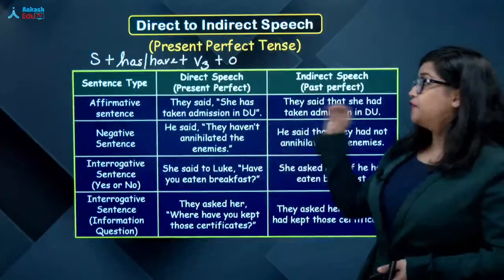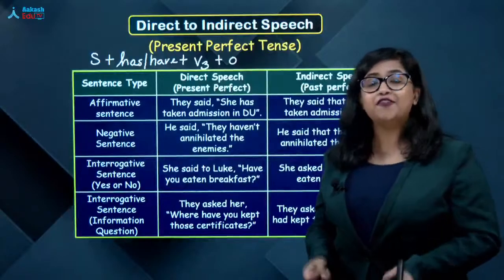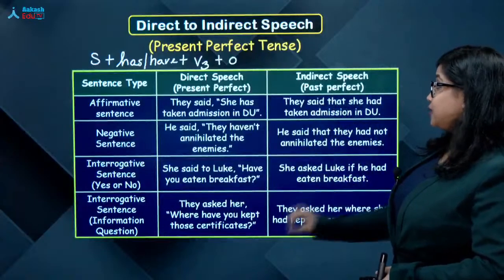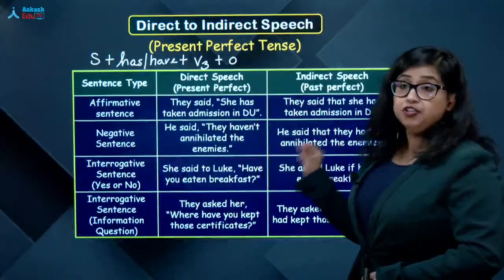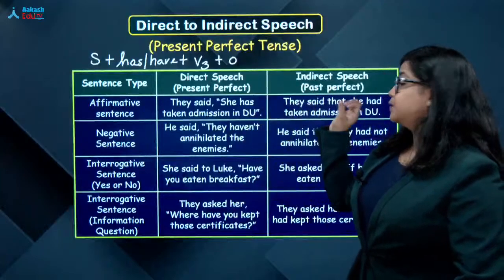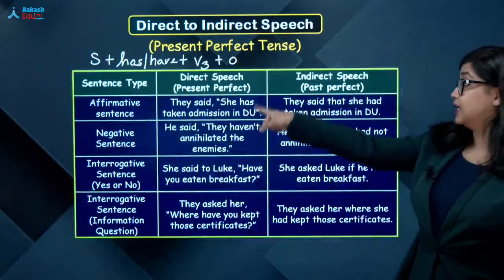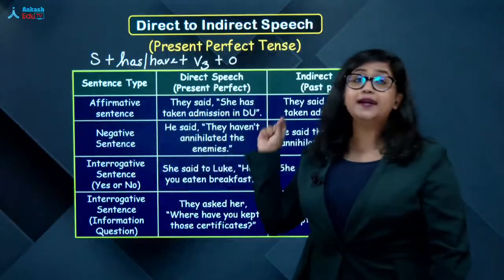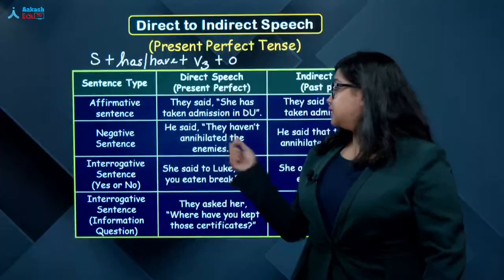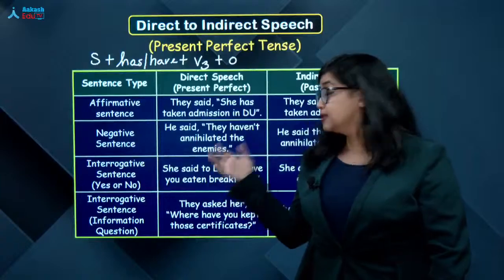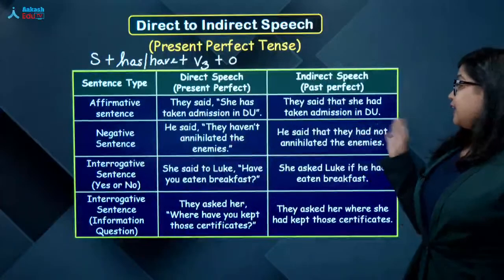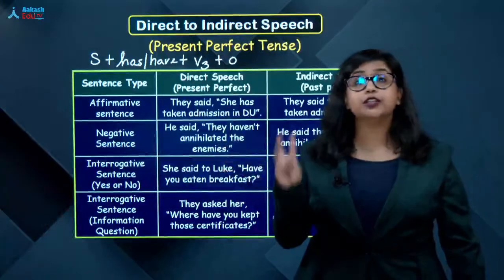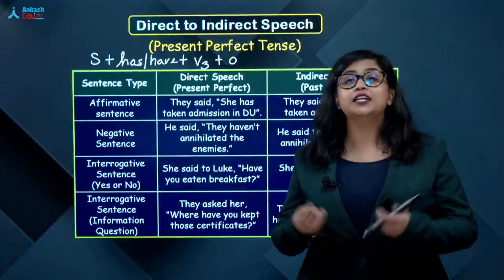So, the very first sentence type is of course your affirmative sentence, also known as positive sentence. So, the direct speech, they said she has taken admission in DU. So, this same sentence will now change to they said that she had taken admission in DU. Then you have your negative sentence. So, your negative sentence, they have not annihilated the enemies, will now become he said that they had not annihilated the enemies.